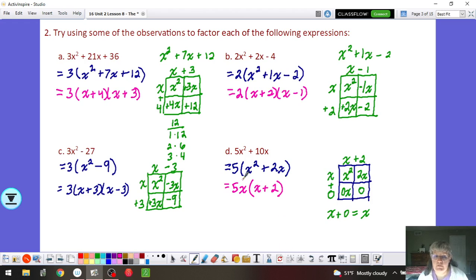We could have identified the 5x as a greatest common factor to start with, because both of our terms have an x in them, and we could have factored out or divided out a single x along with our 5 to do the factoring. So the first thing you're going to want to look at with any factoring in this lesson is, is there a common factor that we could factor out first and then do any remaining factoring?